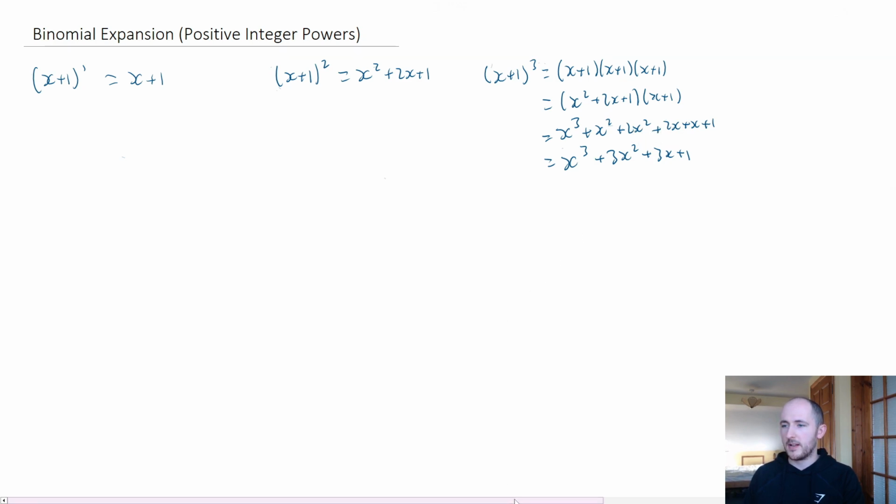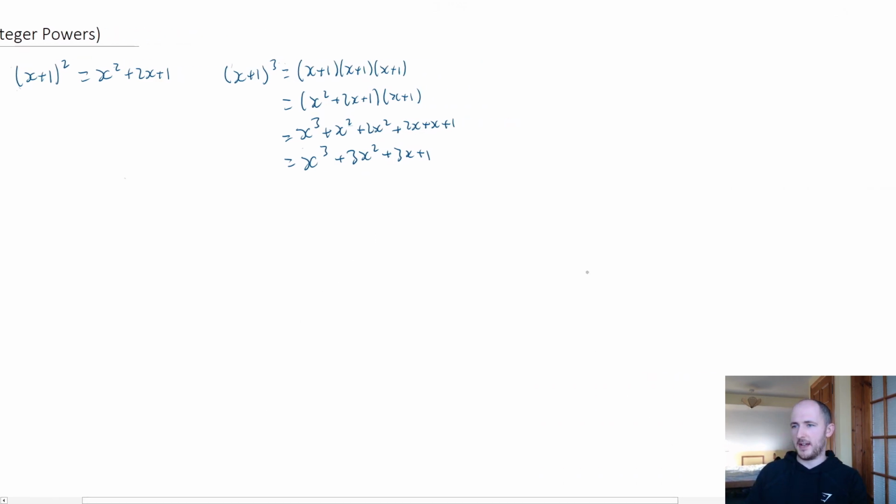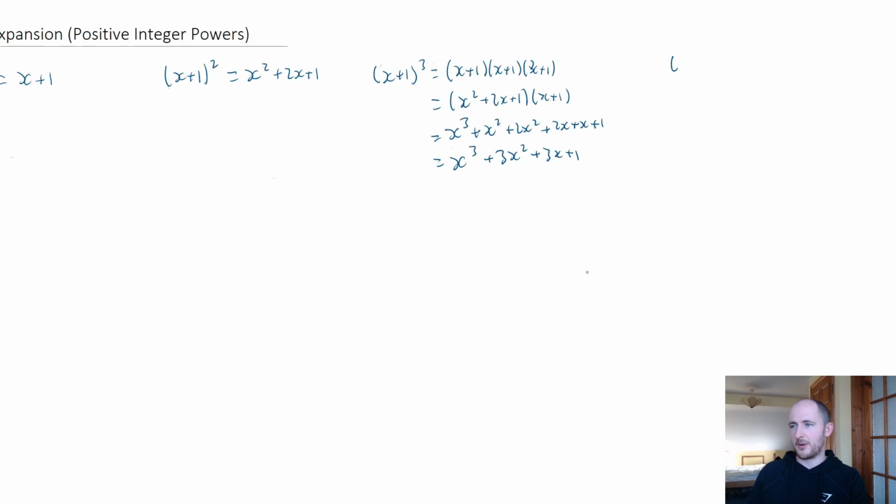Okay, and then what if I asked you to expand x plus 1 to the power of 4? Well, then you'd probably tell me to go and do something, right? Because it just gets unreasonably difficult, and in fact, it gets exponentially difficult because you have to expand more and more and more terms.